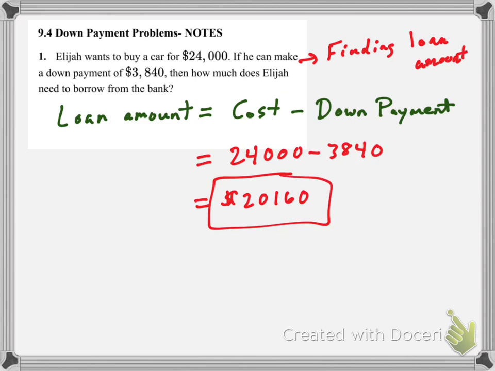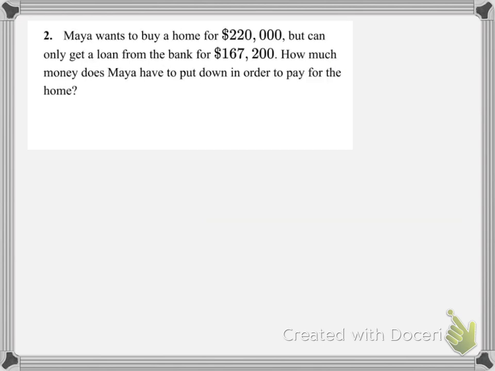Down payments, you're typically going to be talking about when you're buying a house. Okay? And you guys are going to talk much more about this next year in financial algebra. But the bigger down payment you make, the lower your loan is, which means the less you're going to pay per month. But again, that's down the road.